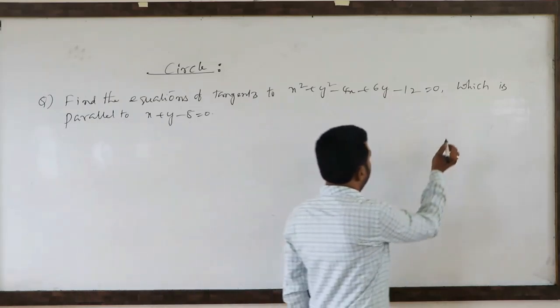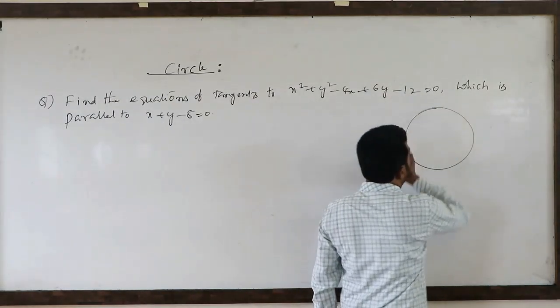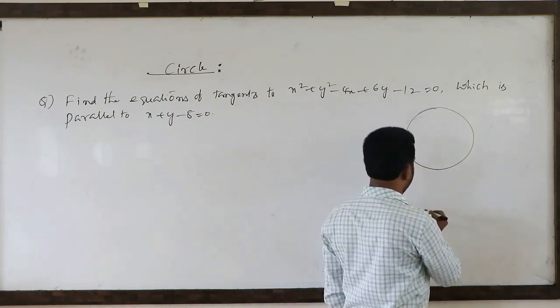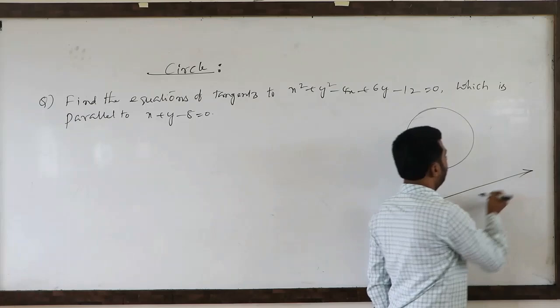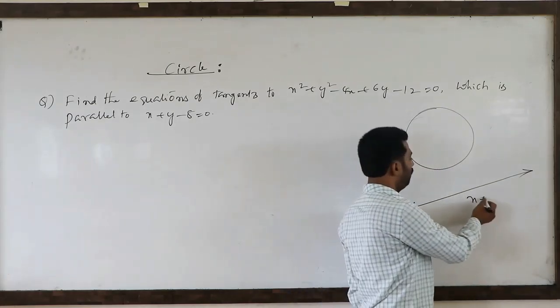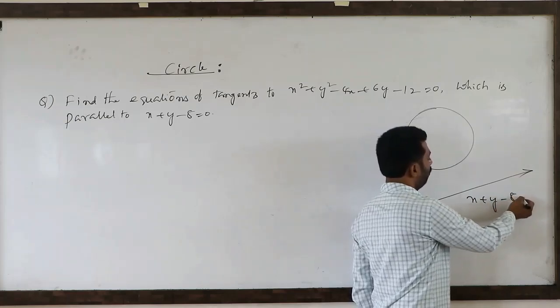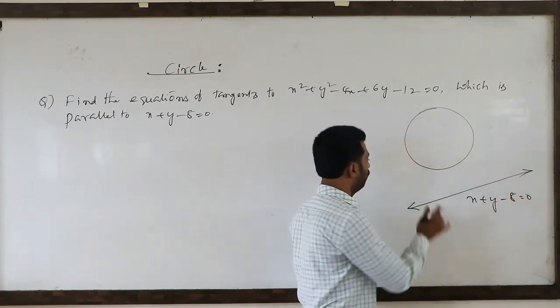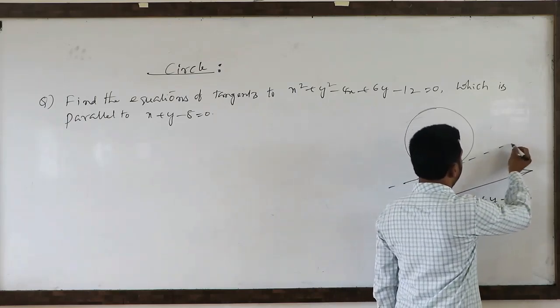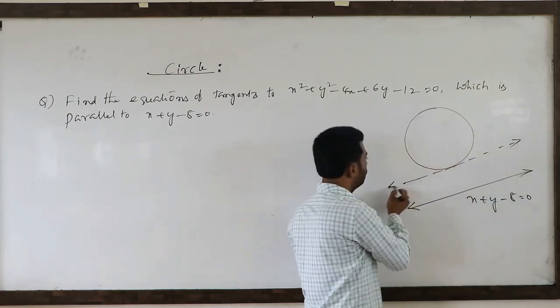One circle equation they have given. Two tangents we have to calculate. Those tangents are parallel to the given line. What is this line? x plus y minus 8 equal to 0, means the tangents may be like this.